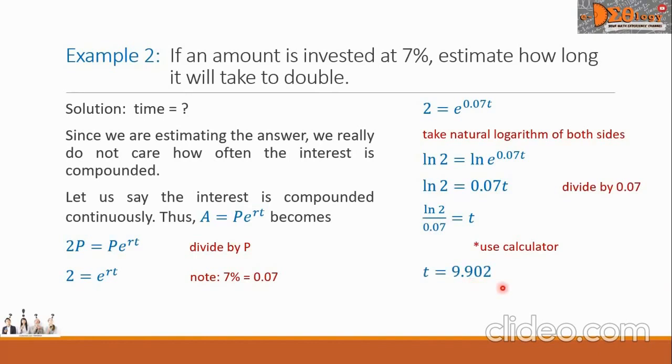9.902. We can round off our answer and we can write 10. And the time here is in terms of years. It means to say, for an amount that is invested at 7%, it will take about 10 years to make it double. This is our final answer.